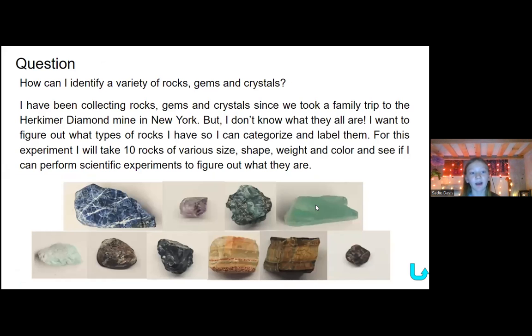My question was, how can I identify a variety of rocks, gems, and crystals? I'd been collecting rocks, gems, and crystals since we took a family trip to the Herkimer Diamond Mine in New York, but I don't know what they all are. I want to figure out what types of rocks I have so I can categorize and label them.